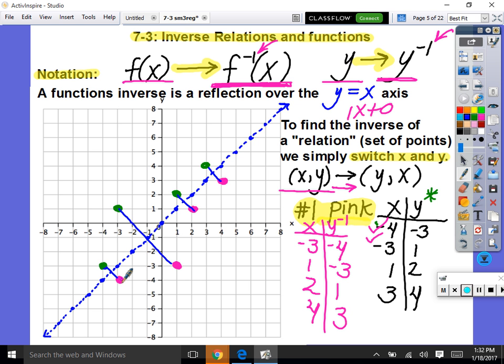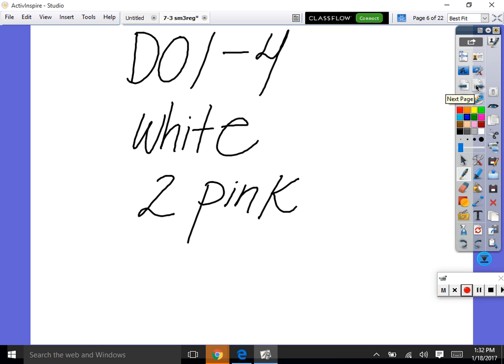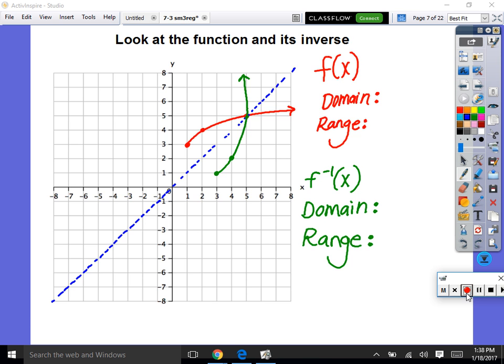Okay, so we've learned so far that inverse function is a reflection over the y equals x axis, and to find the inverse of a set of points, you just switch x and y. Okay, what I want you to do is do 1 through 4 on your white worksheet. You're going to graph them on your graphing paper and label. So you'll just write number 2 on the pink. And then do 1 through 4 on the white. Ready, go.